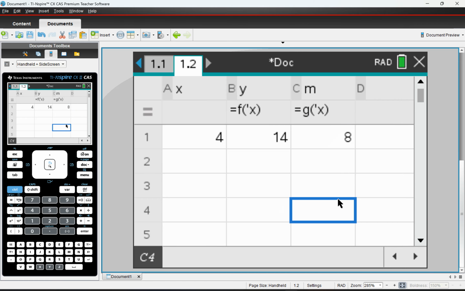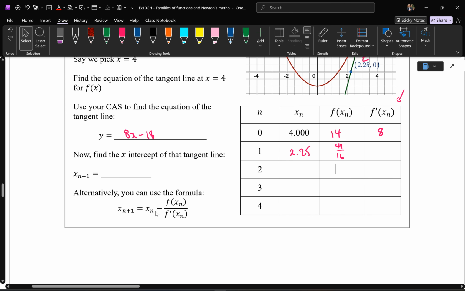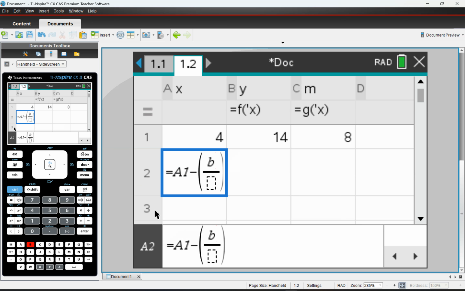So you've got your x value, y value, gradient value. So the next one, you can now use Newton's formula and then copy it all. Newton's formula says this will equal, what was it again? It was the previous x value. So it'll be A1 take away Fn, so B1 divided by C1.